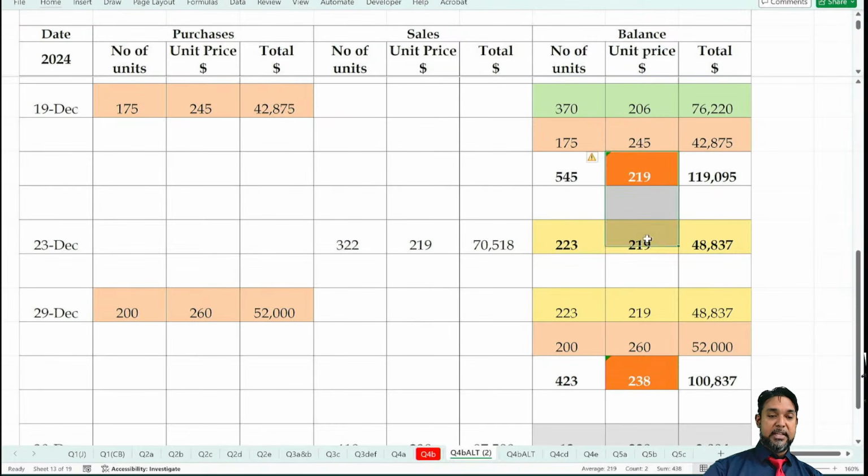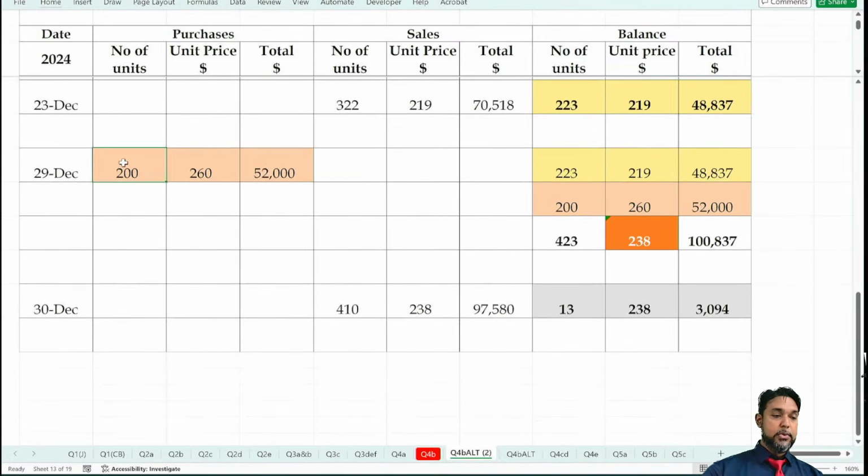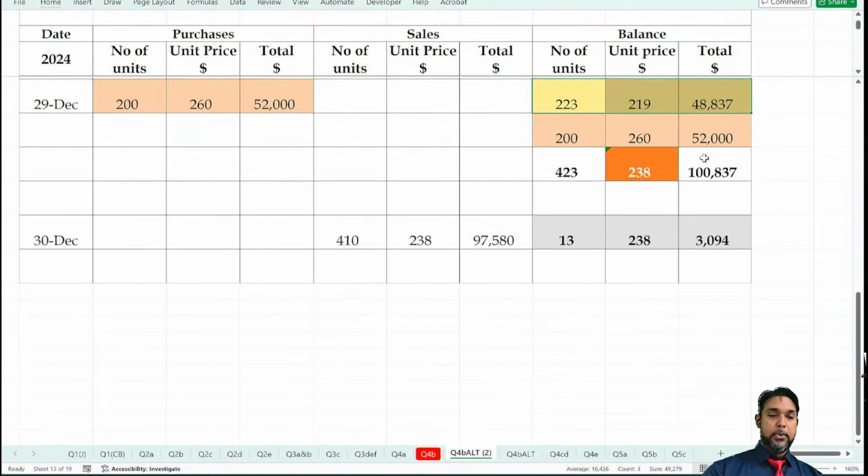It's valued at this same weighted average cost. So you multiply going across to get the balance, right? Now the dollar value of the balance of the inventory, right? And you have one more purchase, 200 at 260. So again, you pull down what you had before, you add your purchases, right? So you add going down, total number of units, 223 plus 200 is 423. You add the total dollar value, 100,837.